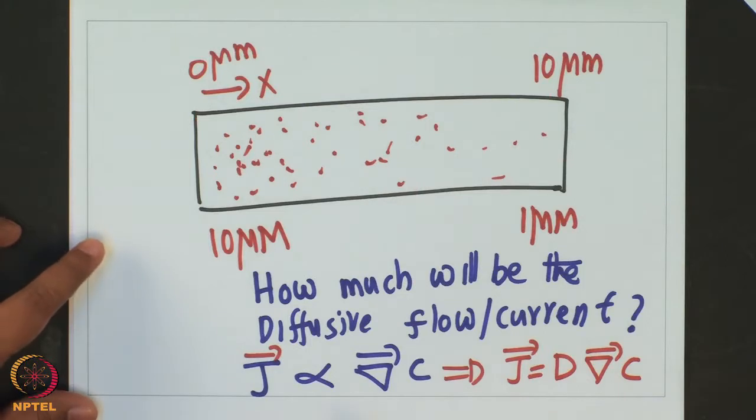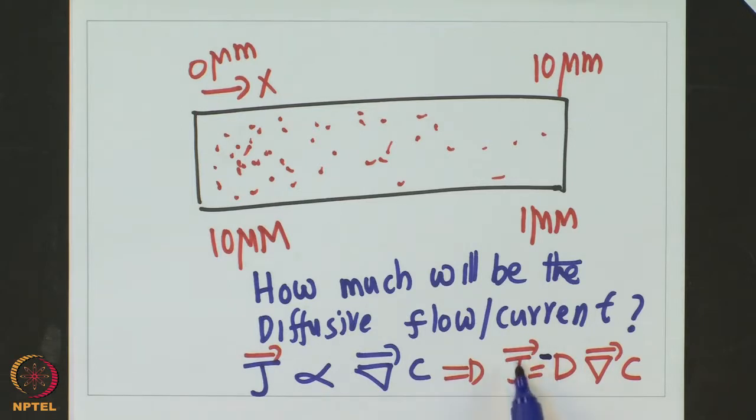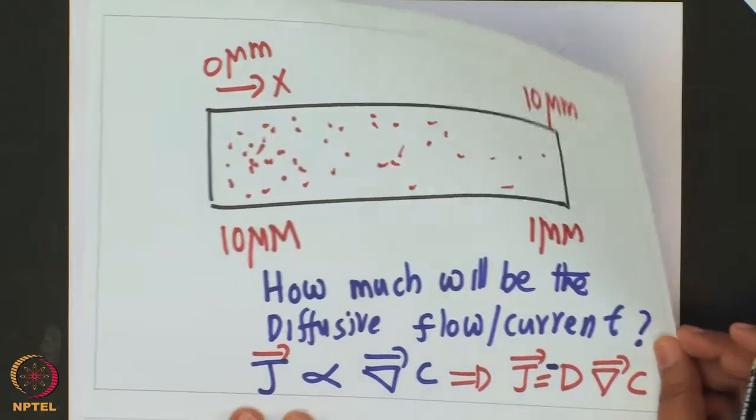J is proportional to minus del C, and it turns out that this is minus D del C. J is equal to minus D del C. So this actual flow or current is D del C with a negative sign. We will learn about this in detail soon, and understand why and what is the meaning of this. But the answer to the question, how much will be the diffusive flow or current, is J equals minus D del C.